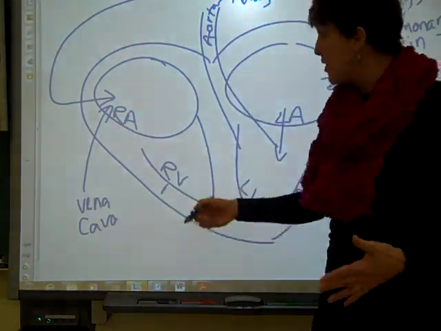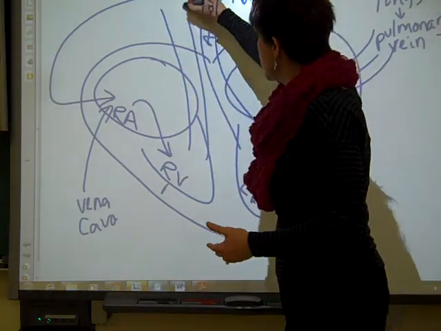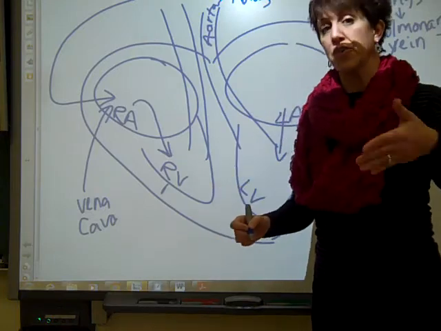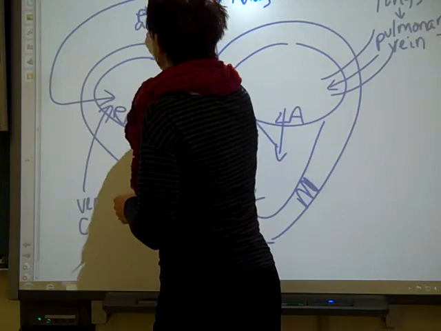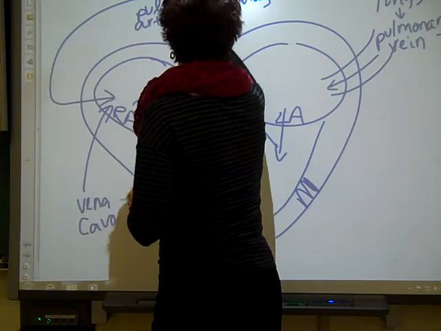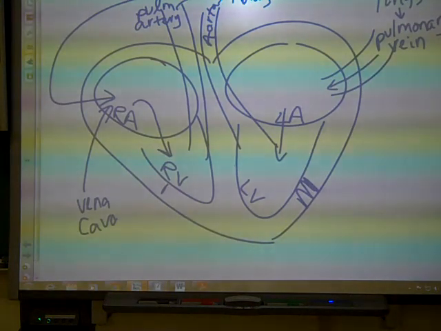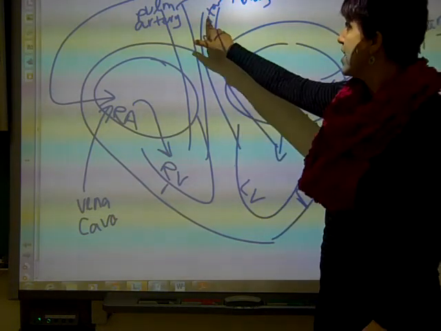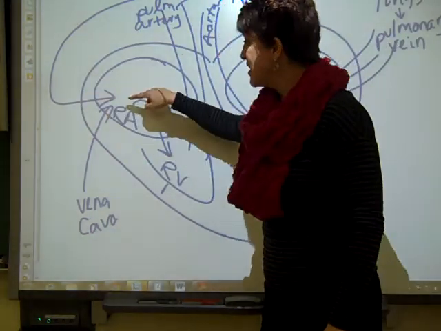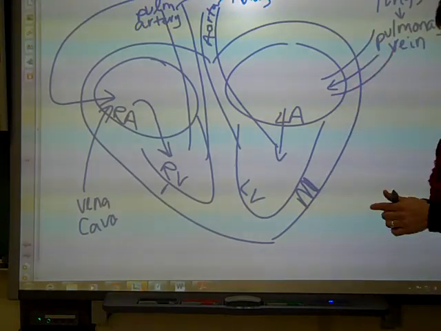That oxygen poor blood is going to go from the atrium to the ventricle, and now I need another artery, not an aorta. This one is called the pulmonary artery. So the pulmonary artery is going to pump blood to the lungs. And now our cycle is complete. I should be able to start anywhere and trace the blood. So if I start at the lungs: pulmonary vein, left atrium, left ventricle, aorta, body. Back to the right atrium, right ventricle, pulmonary artery, back to the lungs.